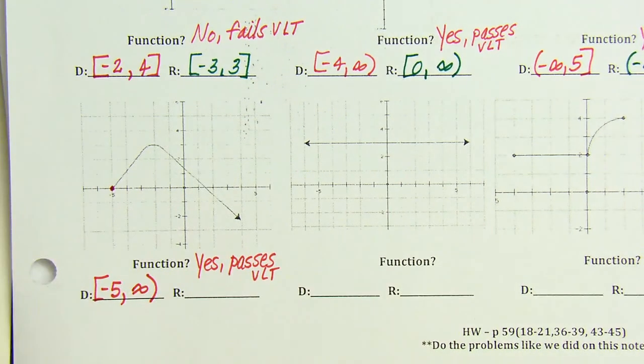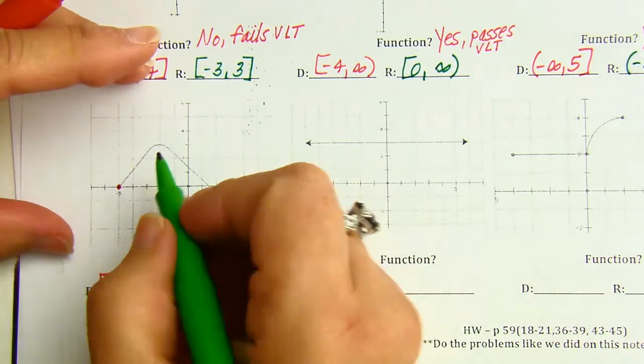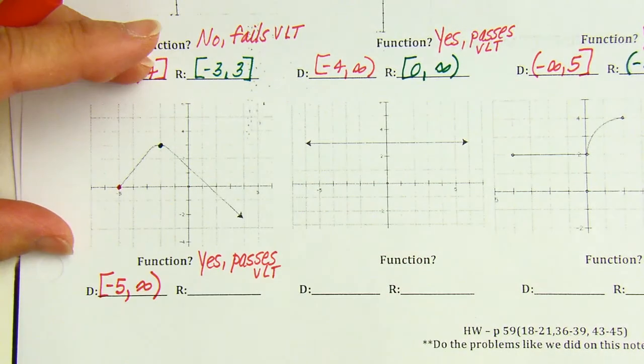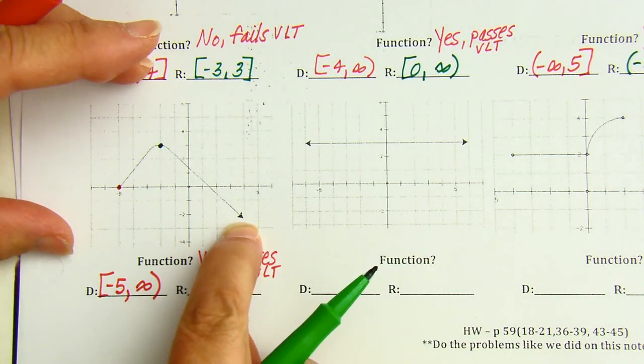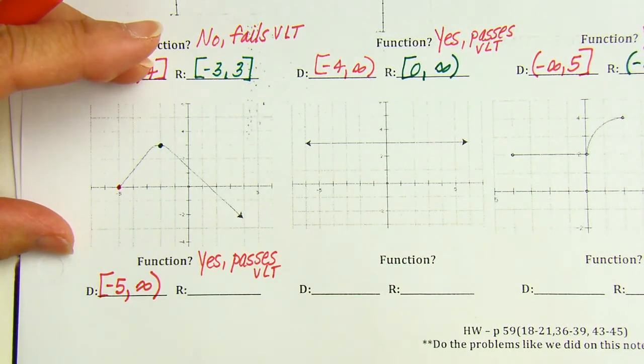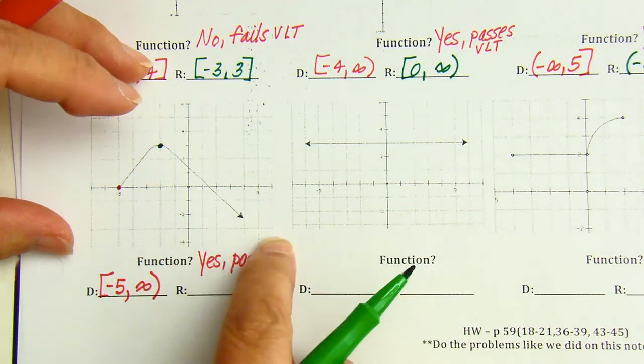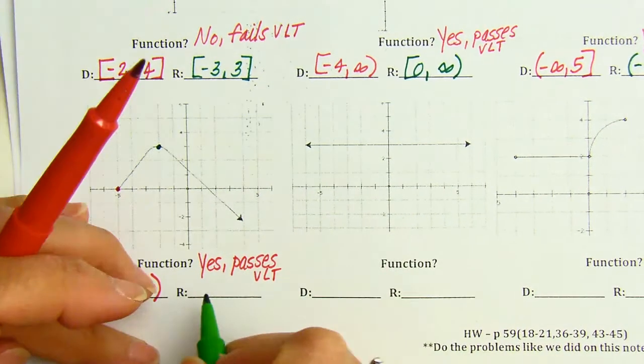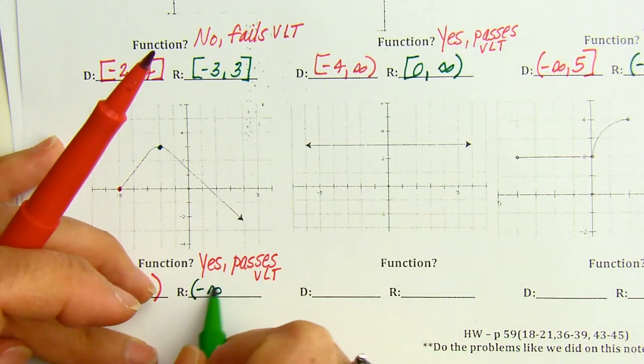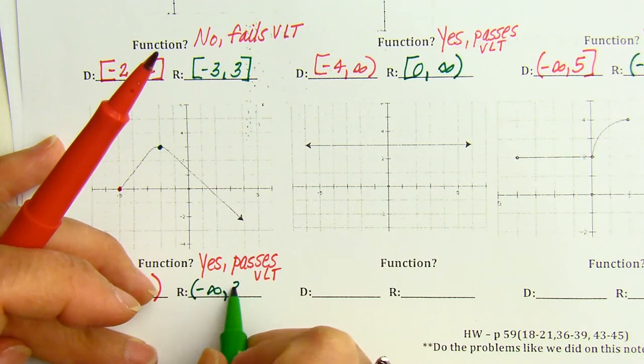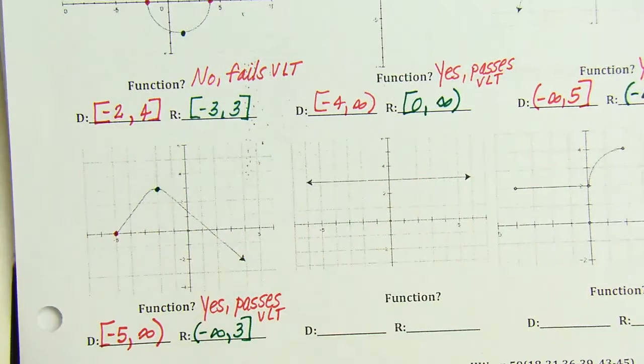The range. I need to know if there's a definitive high point or a definitive low point. This is a definitive high point. There is no definitive low point, which is indicating to me that it's infinity. But this is negative infinity. Notice this is the negative side. So I'm coming in at negative infinity, and I'm stopping at 3 and including the 3.